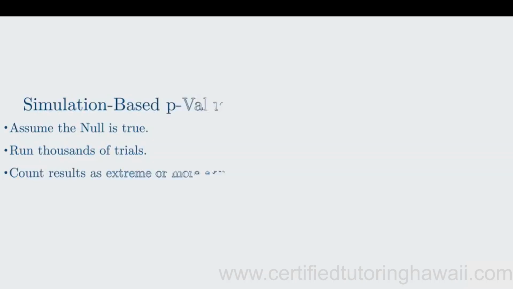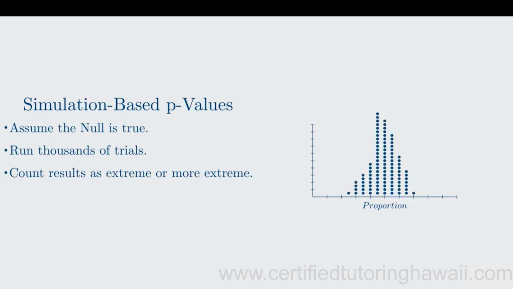Sometimes, we don't use a theoretical formula. Instead, we use a simulation to create our null distribution. In a simulation, the p-value is simply the proportion of simulated trials that resulted in a value as extreme or more extreme than our observed data.